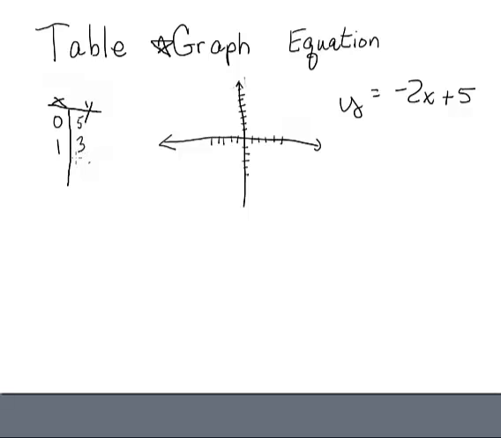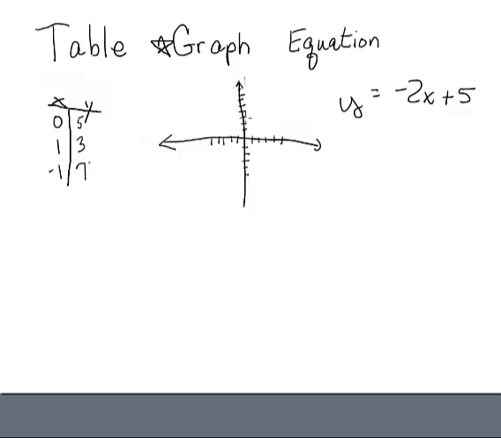If you're kind of unsure of yourself and you're thinking you might have made an error, you could try a third point just to make sure it falls in the same line. I could try a negative number like negative 1. If I put negative 2 times negative 1, I get positive 2 plus 5 is 7.